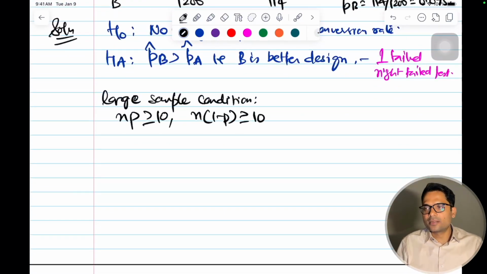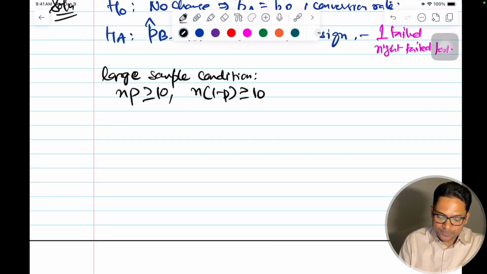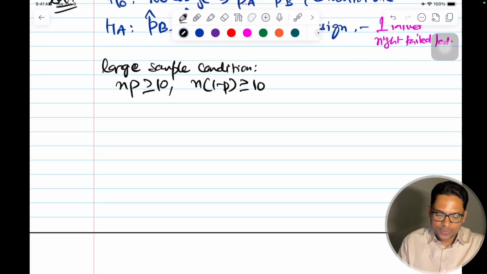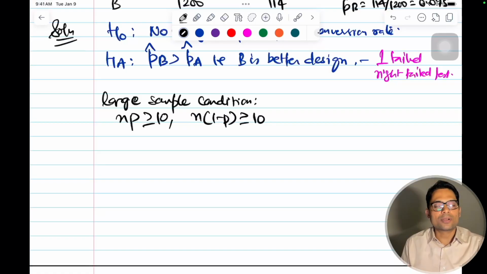And then we continue with our test statistic. So we have the null hypothesis and alternate hypothesis fixed, and then what kind of test are we going to do?